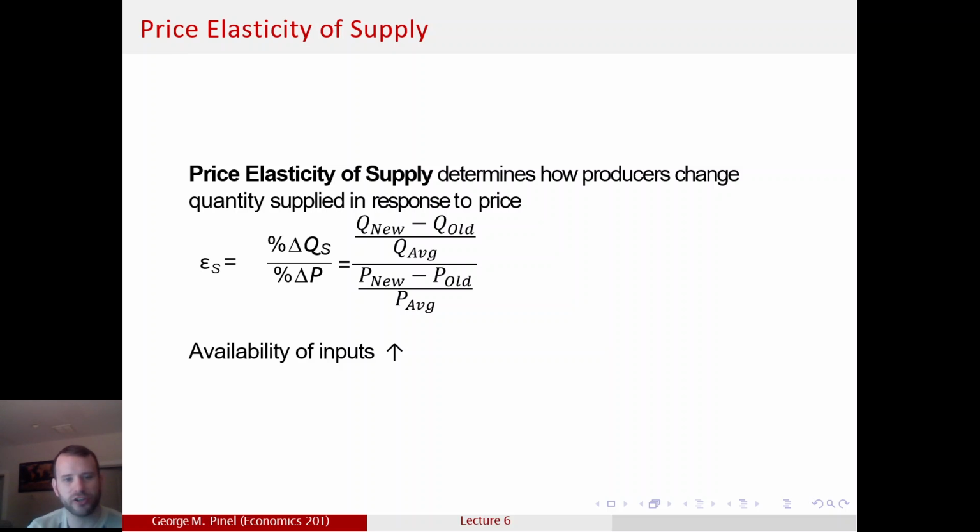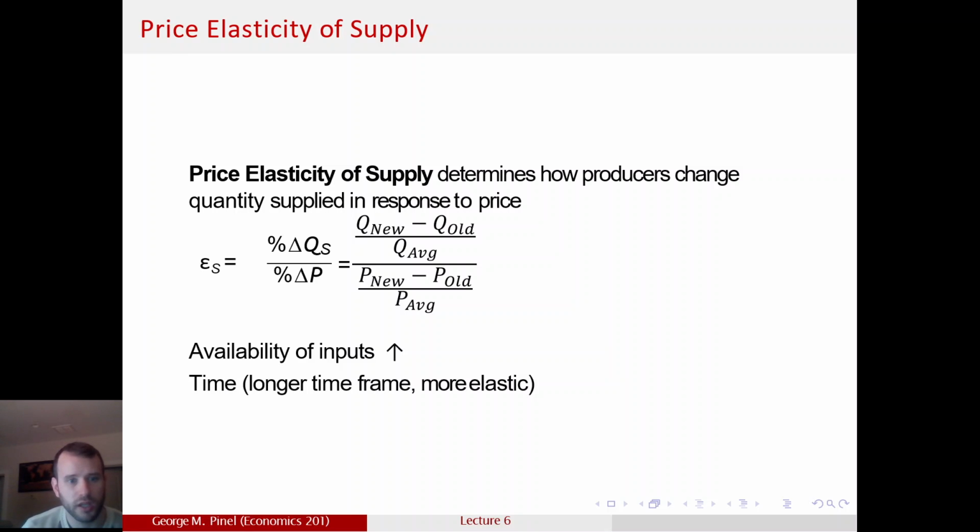So what are some of the factors that determine price elasticity of demand, or excuse me, of supply? Well, the availability of inputs matters. If the price increases, but you can't make the good because you're limited by the market for inputs, the supply chain, you're not going to be able to expand your supply. You're not going to be able to shift your quantity supplied out. Even if the price changes, you can't appropriately seize on that. That's going to limit the price elasticity of supply.